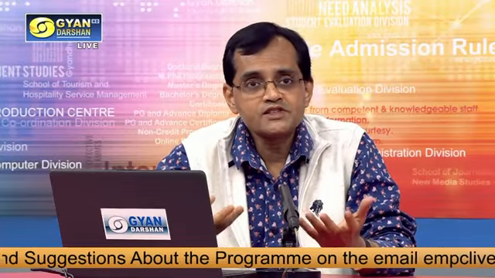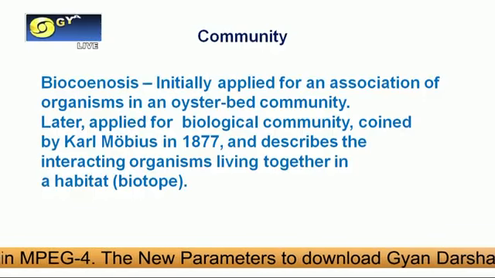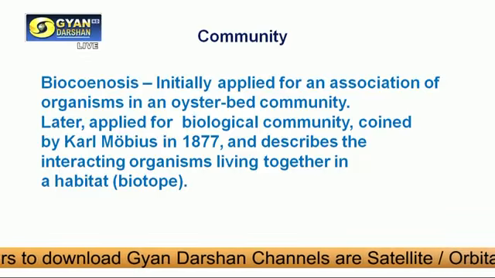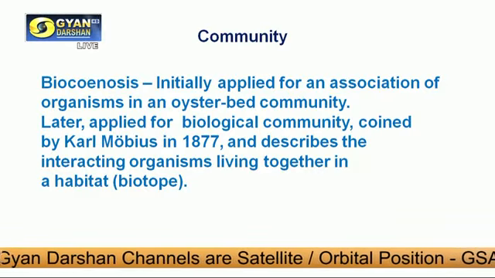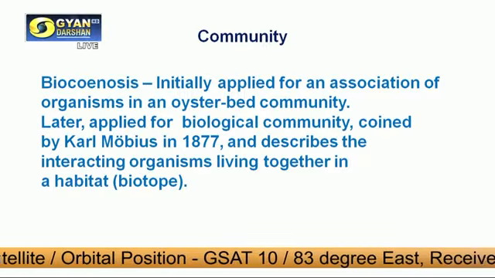Now, how did this concept of community evolve, or what was the first instance from where this concept of community started? Initially, the term community was not there. Instead, there was a term called biocoenosis. What is biocoenosis? This is an association of organisms in an oyster bed community. So first, probably the concept of community actually came from this oyster bed community, and it was given a name called biocoenosis.